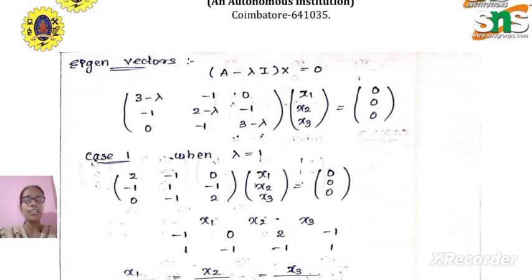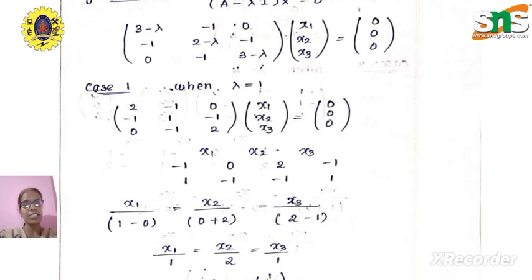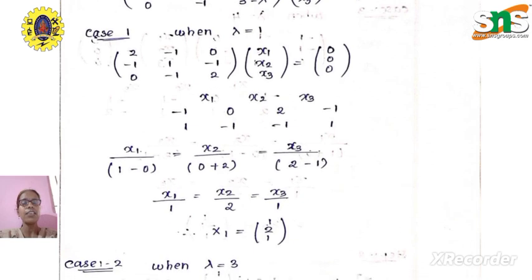So we are going to get the elements in the matrix of the form 2 minus 1 0, minus 1 1 minus 1, 0 minus 1 2, into x1 x2 x3, that should be equal to 0 0 0. Now, check the first 2 rows in the matrix, whether they are equal or different. Here they are different. Different means we know the concept, which is the cross multiplication method.